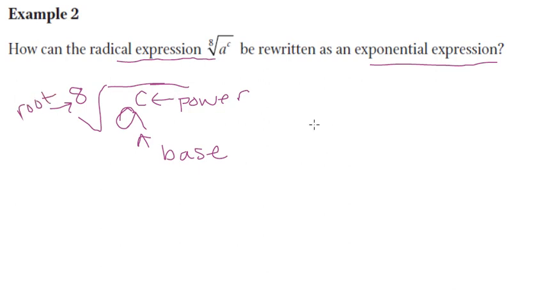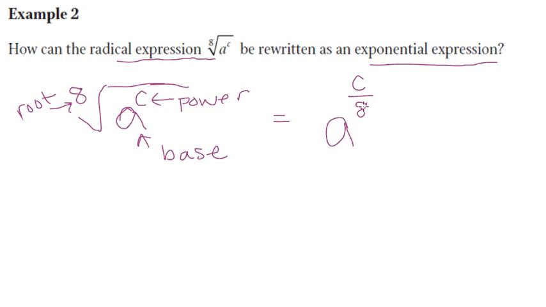So when we write our fraction, the base is obviously where the base goes. Then our root is the denominator, so we're going to have 8 here, and our power is the numerator of our fraction. So when I convert this radical expression to an exponential expression, I get a to the power of c over 8.